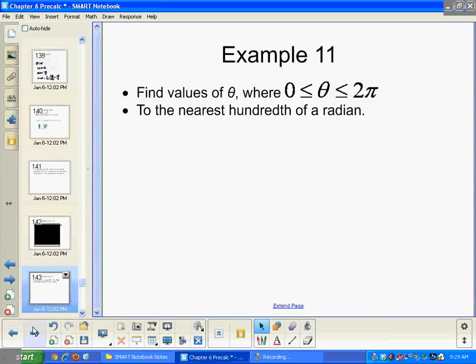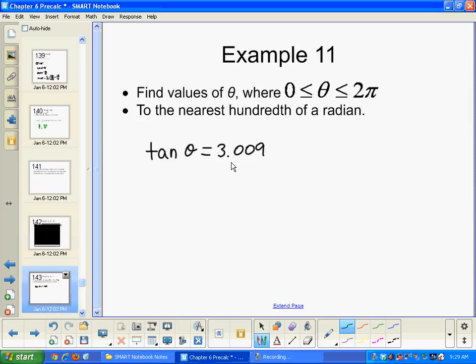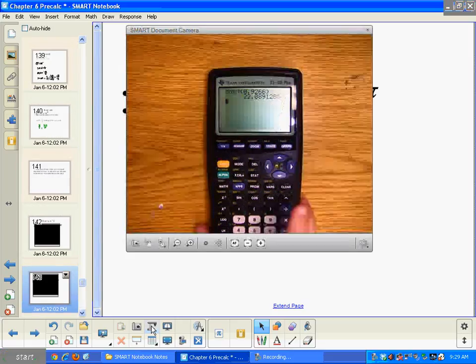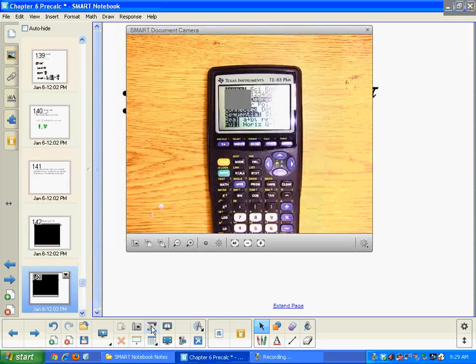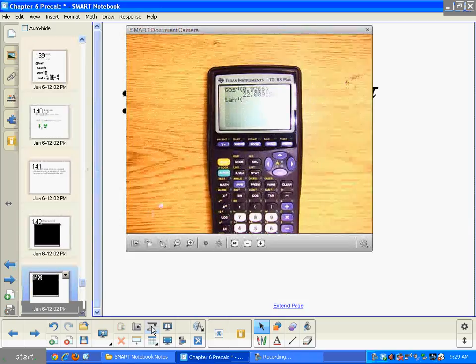All right. And now let's look at another example where theta is between 0 and 2 pi. So this time we know that we're using radians. And let's say I tell you that tangent theta is equal to 3.009. And I want to find the answer in radians, okay? So I want to know what theta is in radians. Again, let's go back to our calculator. We're going to have to switch from degree mode to radian mode. And then I'm using my inverse tangent of 3.009. And that tells me that it's at about 1.25 radians, okay?